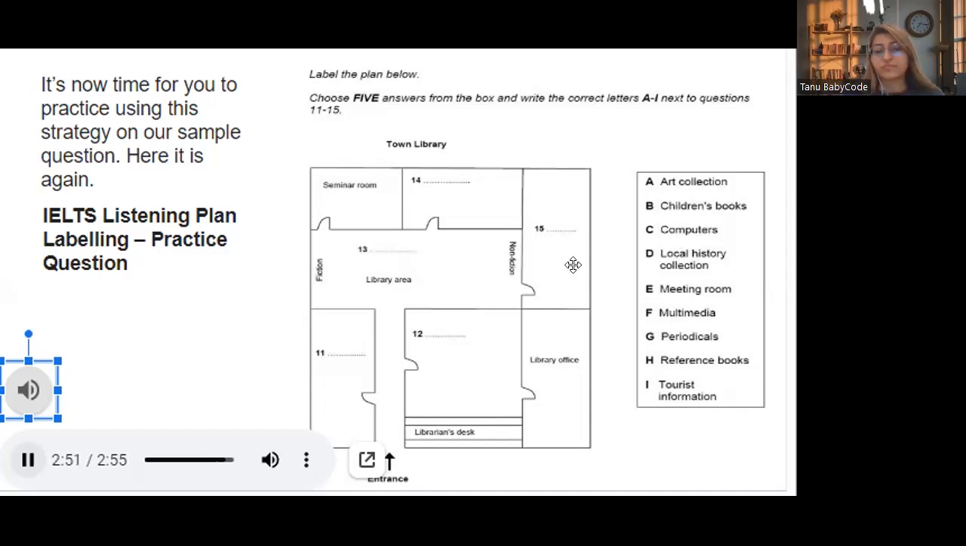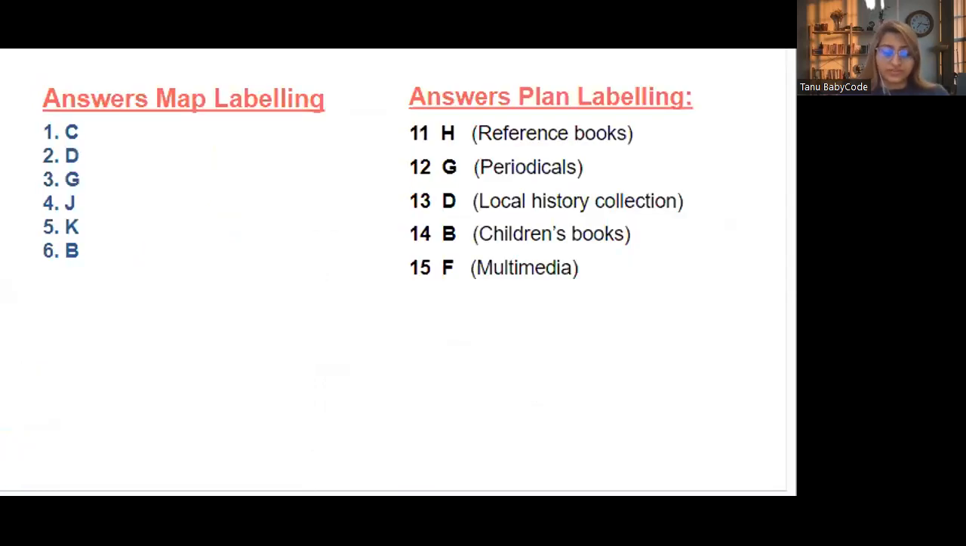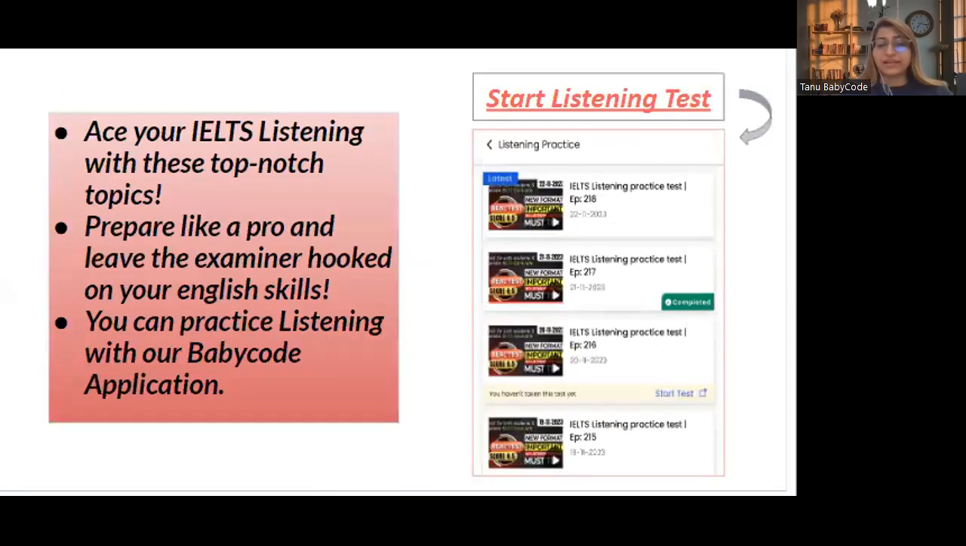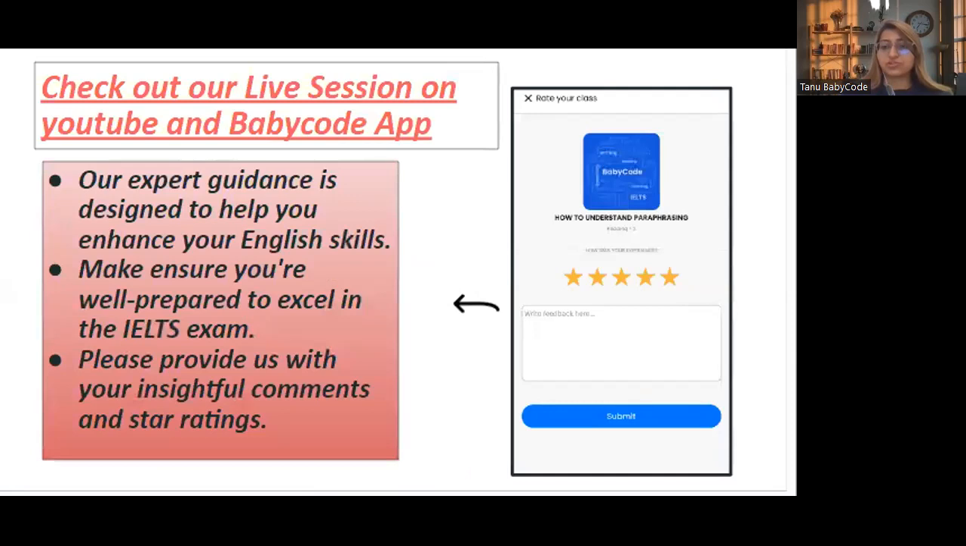Yes, thank you, sir. Now you can check your answers for both of the exercises. Okay. So we have covered the multiple choice question, the map based question, and plan labeling also. So start practicing from the babycode application. You can check out our live session on YouTube, even on the babycode app, right?